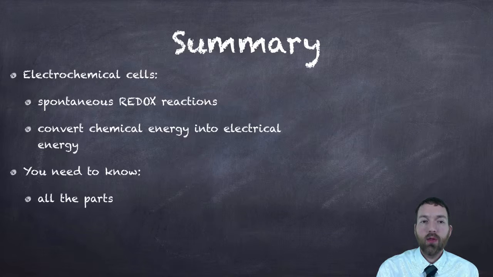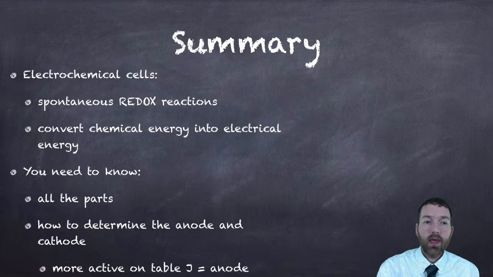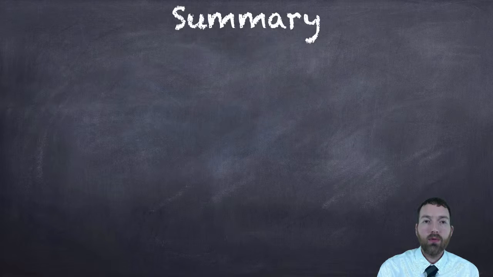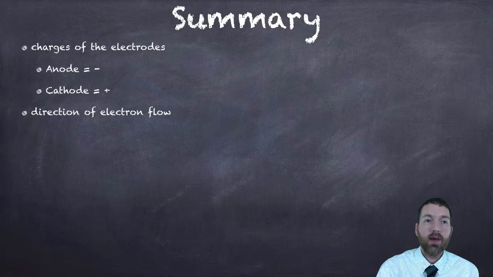You should be able to label one that is not labeled using all of the knowledge like Table J and the direction of the electron flow and where oxidation happens, where reduction is happening. You need to be able to determine the anode and cathode. Table J will tell you that the more active metal is the anode and the least active metal is the cathode. You need to know the charges of the electrodes. Remember, the anode is negative. We remember that because the little line in between the A is kind of like a negative sign. And the cathode is positive. The T in cathode is kind of like a positive sign.